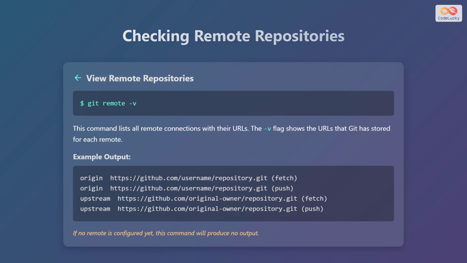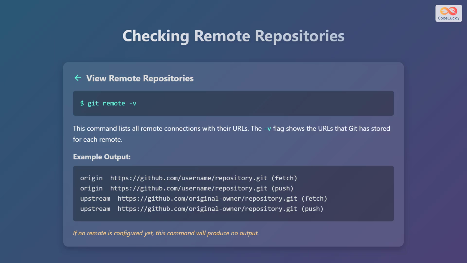Before adding a remote repository, you might want to check if one is already configured. To view the remote repositories linked to your local Git setup, use the command git remote -v. This command lists all remote connections along with their corresponding URLs. The -v flag ensures that the URLs that Git has stored for each remote are displayed.